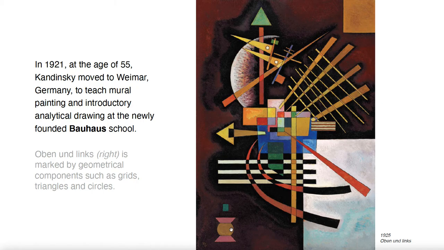And in 1921, at the age of 55, which is normally when you're eyeballing retirement, Kandinsky moved to Weimar, Germany to teach mural painting and introductory analytical drawing at the newly founded Bauhaus School, right? And you guys just did your Bauhaus readings, right? I hope. So you should know, hopefully, how important the Bauhaus School was at that point in time. It was very, very significant teachings. So his presence there was really important, and it was really marked by his style of work.